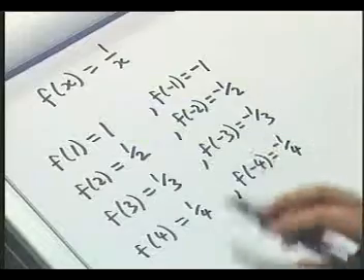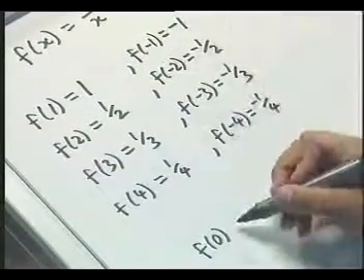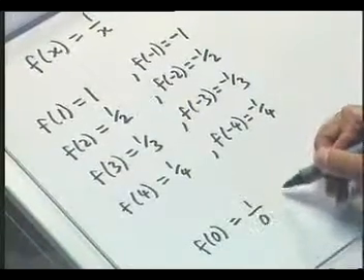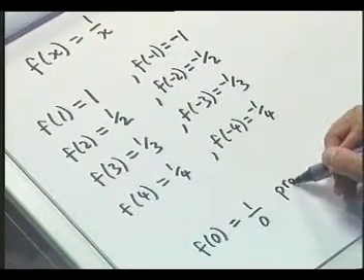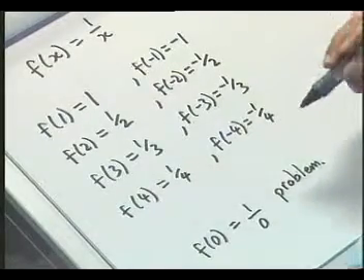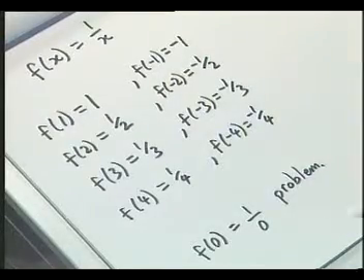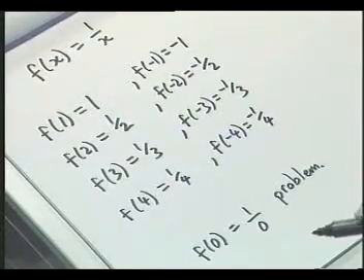Now, if we look at f of 0, we have 1 divided by 0, which is obviously a problem for us. And because of this problem, we have to restrict our domain so that it does not include the argument x equals 0. So let's have a look at what the graph of this function actually looks like.